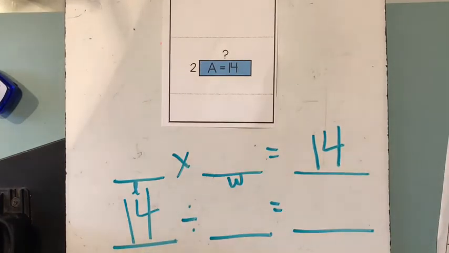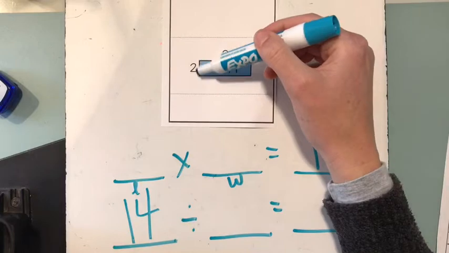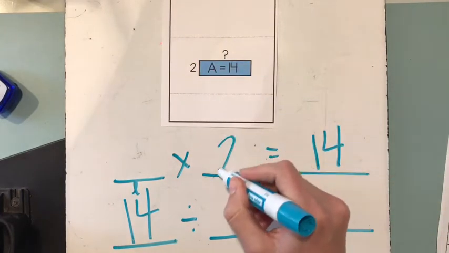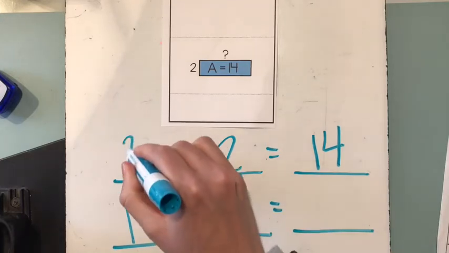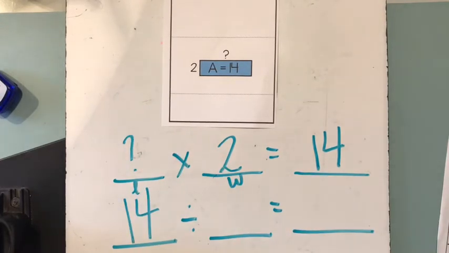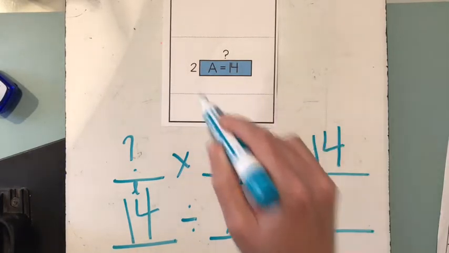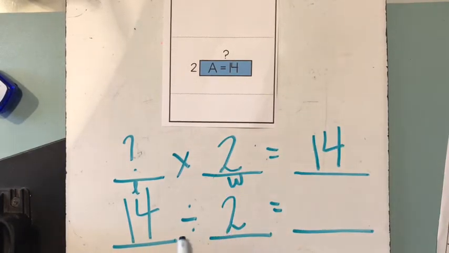Do I know one of the sides? I do. I know the width here. The width is what? 2. So I can fill that in. What I don't know is the length. That's what I don't know. So I am actually going to do 14 divided by, what's going to go here? 2 is going to go there, right? My width is going to go here. So 14 divided by 2. What is 14 divided by 2?